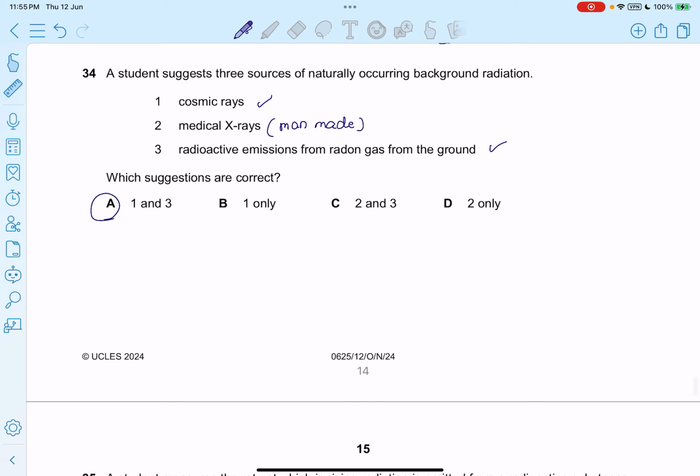34. The student suggests 3 sources of naturally occurring background radiation. 1. Cosmic rays. 2. Medical X-rays. 3. Radio emissions from radon gas from the ground. Which suggestions are correct? They said naturally occurring background radiation. The only things that are natural are cosmic rays and the radioactive emission from radon gas from the ground. So 34 is A, 1 and 3.